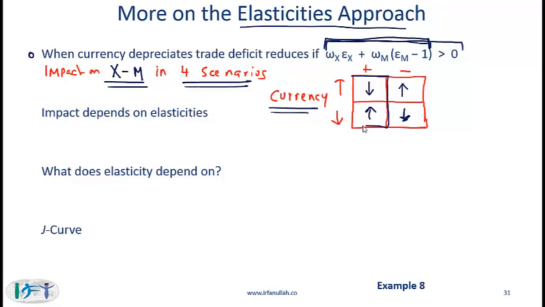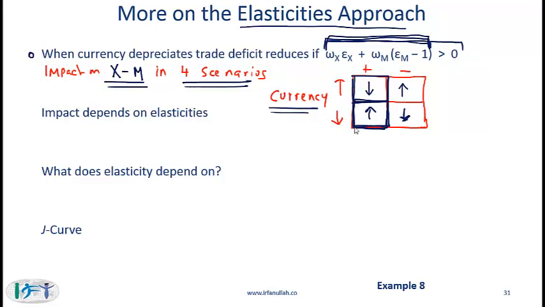These 2 boxes over here represent situations where this expression is positive. So we can say that in these 2 boxes, the Marshall-Lerner condition holds, and in these 2 boxes on the right, the Marshall-Lerner condition does not hold. The scenario that we just saw was this box at the bottom left, because the currency devalued and the Marshall-Lerner condition did hold. In other words, this expression was positive.